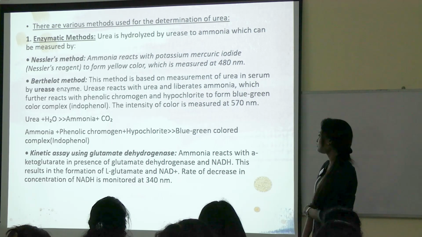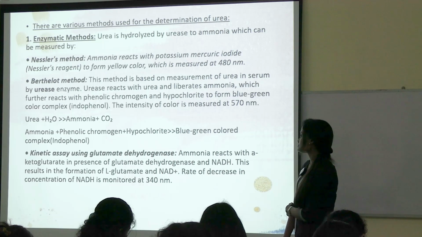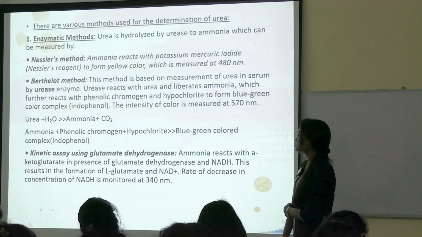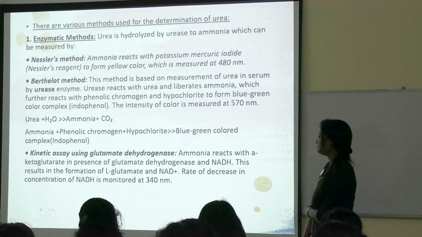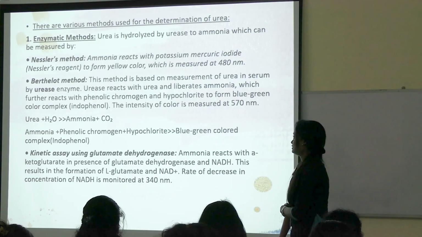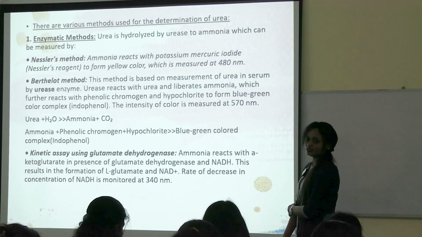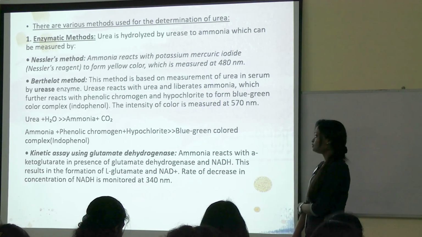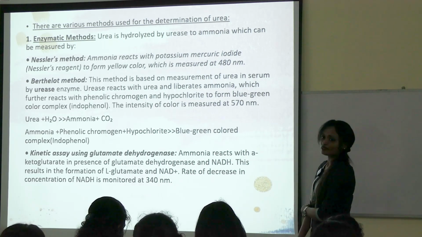Then kinetic assay using glutamate dehydrogenase. Ammonia reacts with alpha ketoglutarate in presence of glutamate dehydrogenase and NADH. This results in the formation of L-glutamate and NAD plus. Rate of decrease in concentration of NADH is measured at 340 nanometer. In Berthelot's method, the measured wavelength is 570. But in our colorimeter we have 540. Yes. We don't have 570. So we will measure at 540 nanometer.